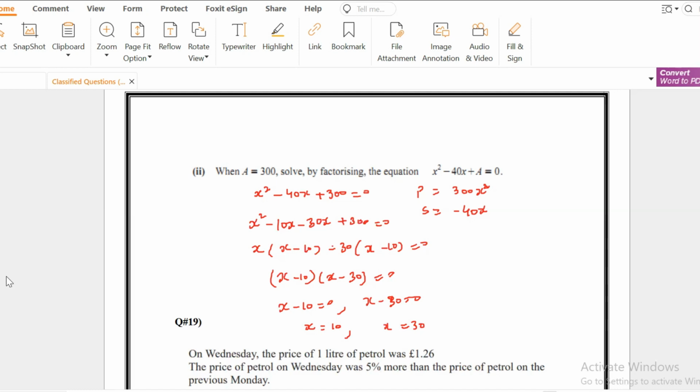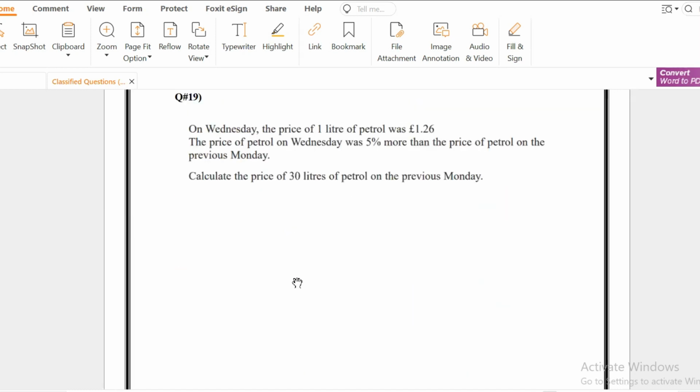Next, question number 19. On Wednesday, the price of 1 liter of petrol was 1.26 pound, means 1 liter equals 1.26 pound. The price of petrol on Wednesday was 5% more than the price of petrol on the previous Monday. Calculate the price of 30 liter. So for 30 liter, we have x equal to 30 multiply 1.26. I'm getting 37.8, and it is pound.